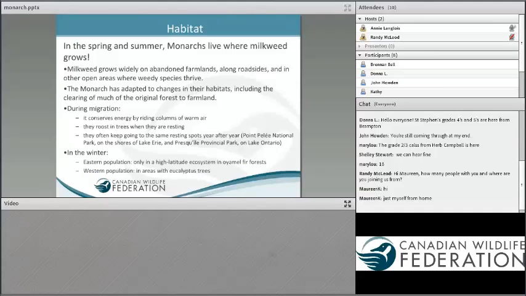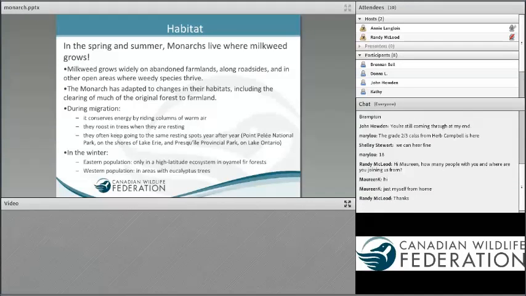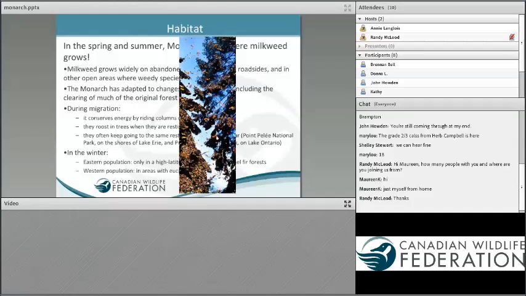So their habitat in the wintertime, the eastern population, they go to a really small area in Mexico. Those areas are high up in the mountains, and the habitat is actually Oyamel fir forest. So only one type of tree that lives there up in the mountains, and that's the only place that they go for the winter. The western population who will winter in California and northern Mexico, they like areas where there's a lot of eucalyptus trees. So that's where they go and spend their winter.